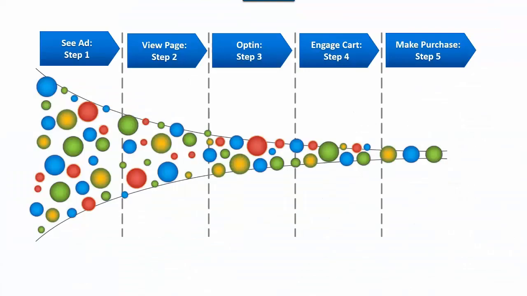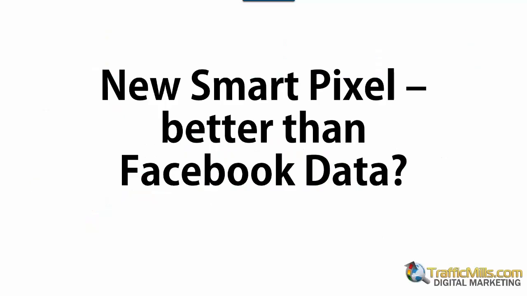All right, I've got a lot of stuff, you guys. We're maybe three-quarters of the way through the presentation. Hang with me, stay with me. I've got some really important stuff to share with you next, and that's all about the Smart Pixel. This is the competitive advantage for Traffic Mills, which is my digital marketing agency.